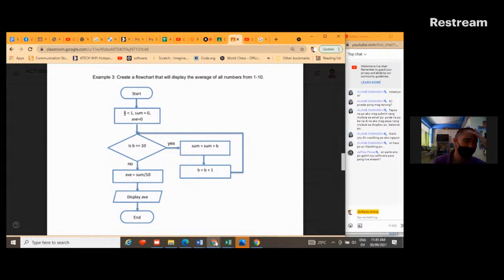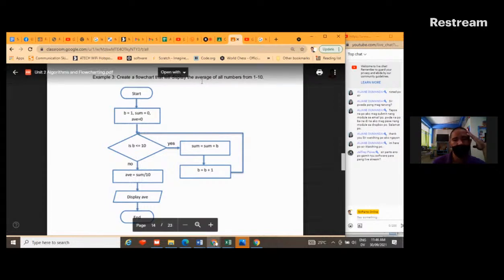This is used for the counter, and the sum variable is used to get the sum, and the average variable equals 0, av equals 0. This is used to store the value for your average, which will be your final output, no? The average of all numbers.